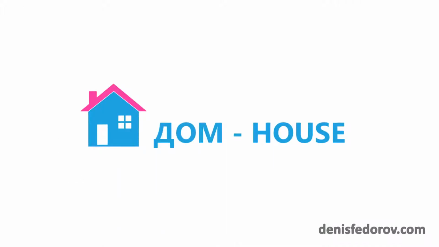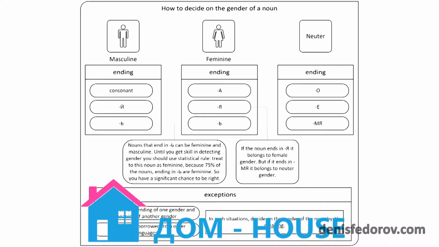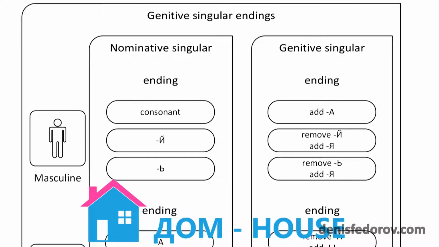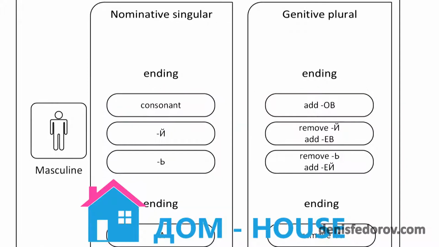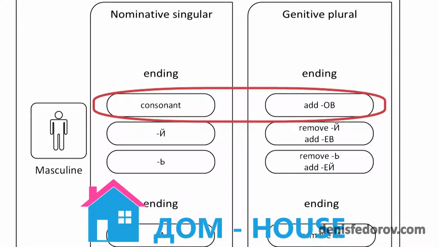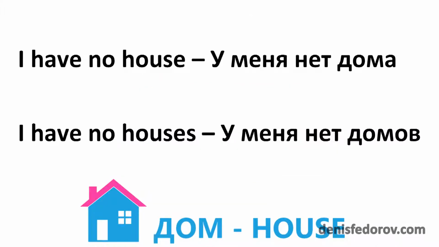The word dom, house. We look at the word and according to its last letter, we see that it has masculine gender because it ends on a consonant. So to get a singular genitive form according to the rule, we add a and get doma: dom, doma. If we want genitive plural, we add ov and get domov: dom, domov. So we say in genitive case, I have no house, у меня нет дома. I have no houses, у меня нет домов. So that is the mechanism.